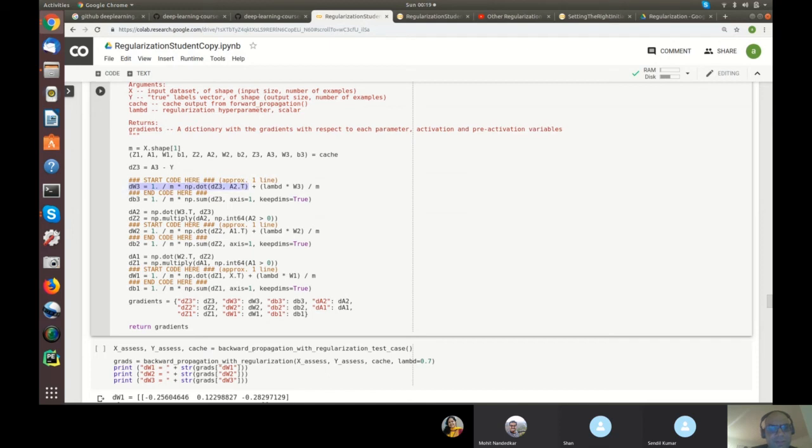So the first part is what we would have used anyways. The second part, lambda multiplied by W3 divided by m, is the new part, which we had seen earlier as the weight decay.